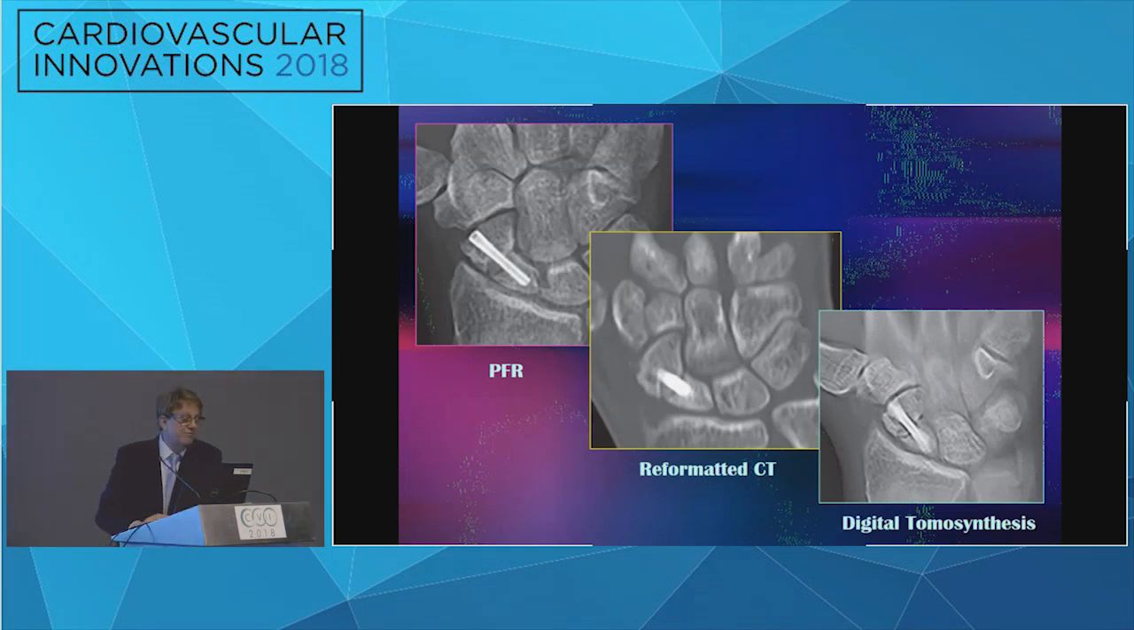Plain film radiographs or plain radiographic images on the left, is this scaphoid fracture healing or not? Reformatted CT is unclear, but you would probably surmise that it's not united. The digital tomosynthesis in this particular example, in the presence of hardware, is the best of the three images on the lower right.